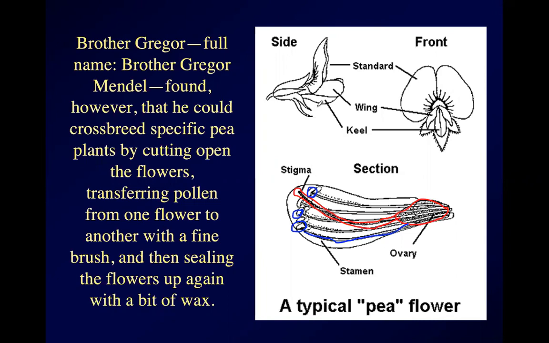A lot of flowers require bees or other insects to carry pollen from one to the other. But what will normally happen in a pea plant is that pollen is produced on these stamens, and pollen grains fall off the stamens and stick to the stigma. And from those pollen grains, a little tube grows down to the ovary, and the sperm drift down the tube and end up fertilizing the eggs. Pea plants normally fertilize themselves.